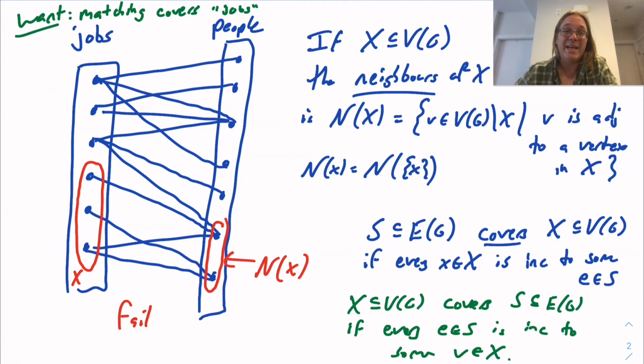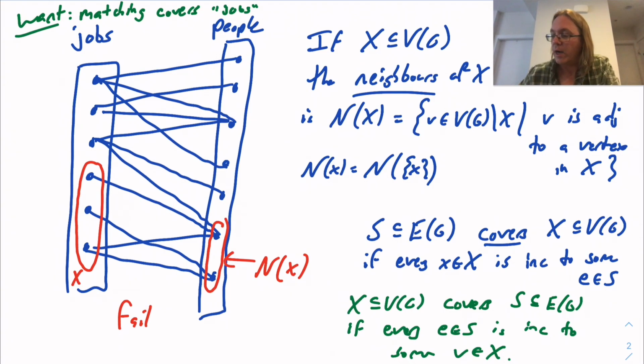You could use the word hit as well if you want to think about incidents. I give you a set of vertices and a set of edges. So again, if I give you a subset of edges, we'll say that subset of edges covers a set of vertices if every vertex in that set is incident with one of these edges, and vice versa.